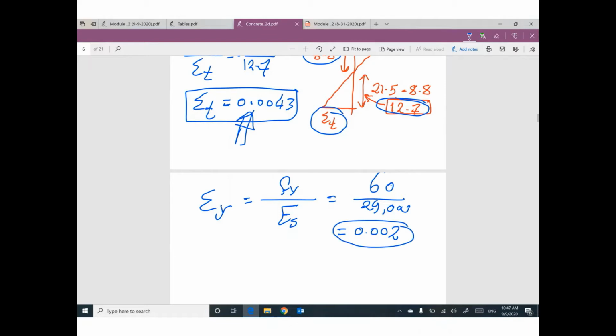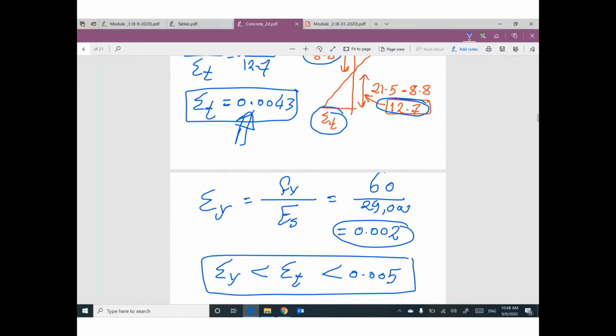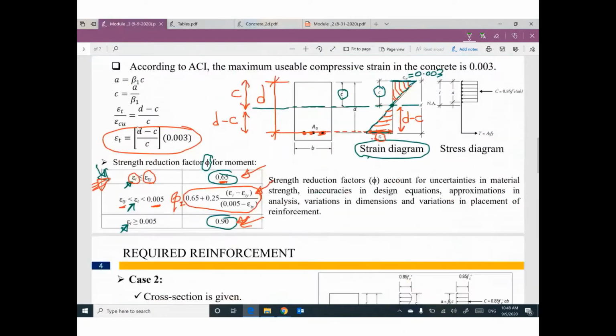I believe epsilon in steel is greater than epsilon yield and smaller than 0.005. Do you agree? Yeah, 0.004 is greater than 0.002 and smaller than 0.005. So I am in this situation. We are in this situation, second case or second situation. So I need to figure out the value of phi using this equation.